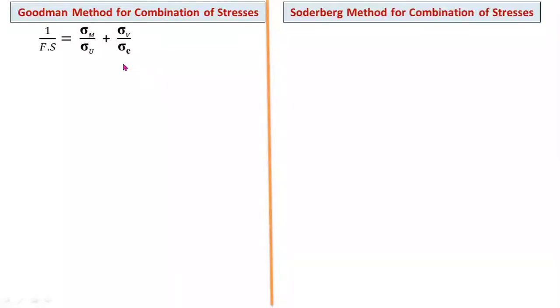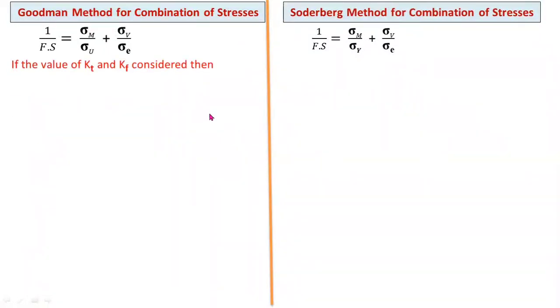This is the formula for Soderberg method: 1 by Fs equals sigma m by sigma y plus sigma v by sigma e. Here sigma y is the yield point stress, the yield stress.